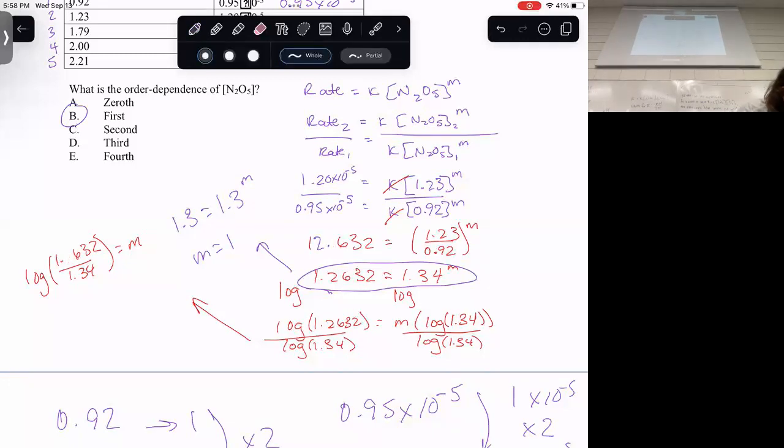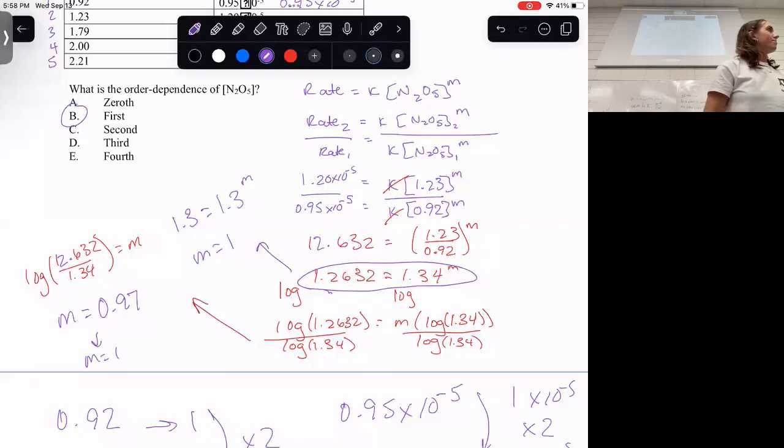So if you change this to 12.63, then you get m is equal to 0.97, which then can go to m is equal to 1. If it was 0th order, then your rates would divide out to 1, because anything to the power of 0 would be 1, so your rate has to equal 1.